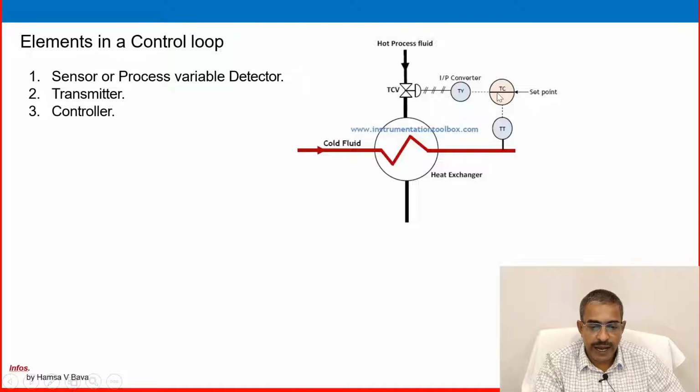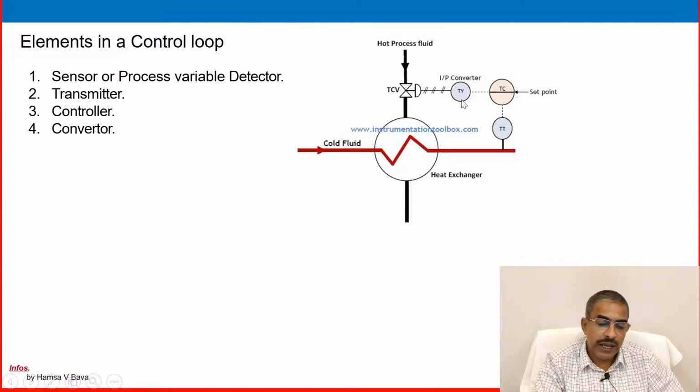If there is a deviation, an error, the controller will produce an output, the manipulated variable, to the final control element, which is the valve. Before going there, if it is an electric controller, then the output will be an electric 4 to 20 milliamps. And in most cases the final control element, the control valve, is pneumatic.